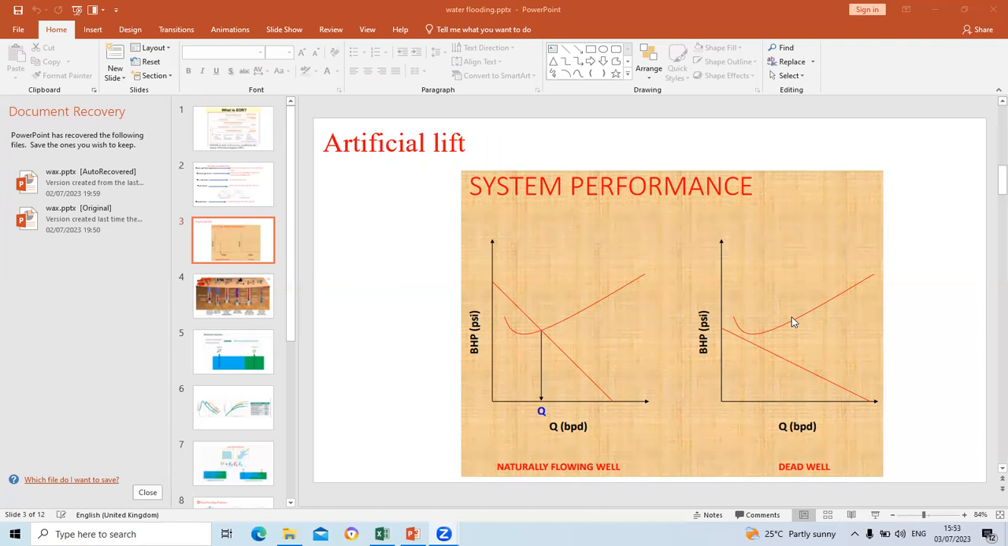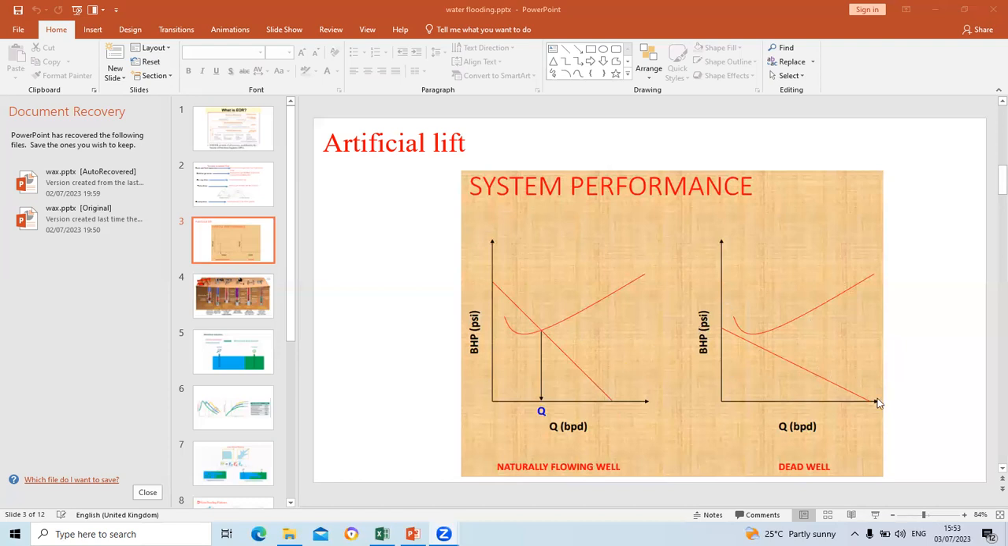That's when water flooding comes in to provide extra energy to the reservoir so that this particular curve will shift upward. If it shifts upward, it will now intersect with the vertical lift performance.